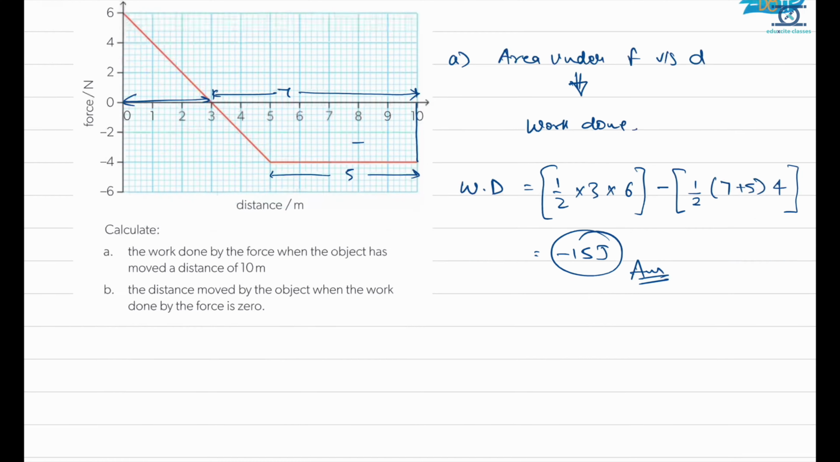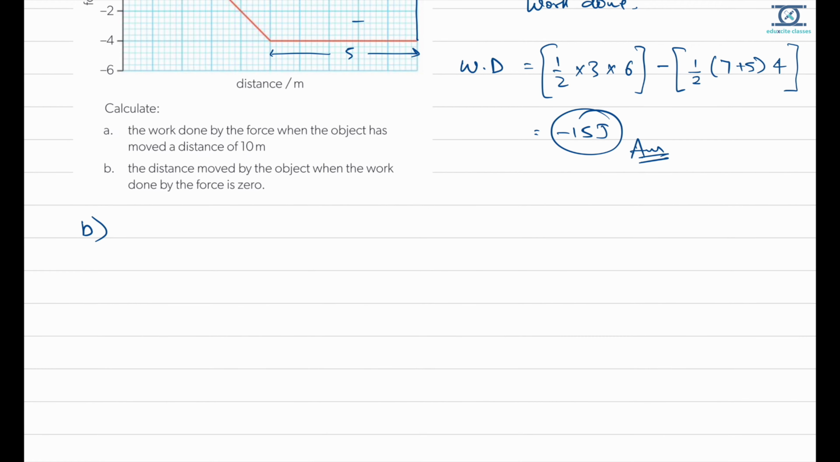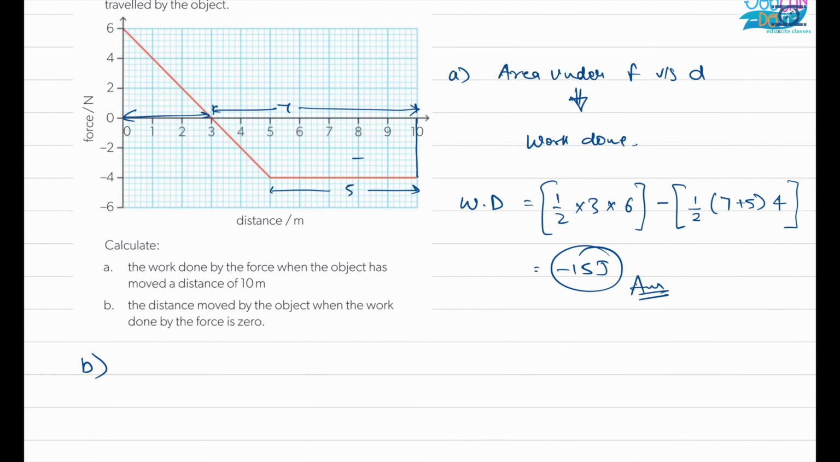Now the B part. In the B part, they are asking us for the distance moved by the object when the work done by the force is 0. So this is 9, right? If you solve this, it will be plus 9. If you move to the negative side, there will be a point where the area equals minus 9. At that point, the work done by the force will be 0. We have to calculate what distance is moved. We don't know, so let us assume it as x. It travels a distance x from this point 3.